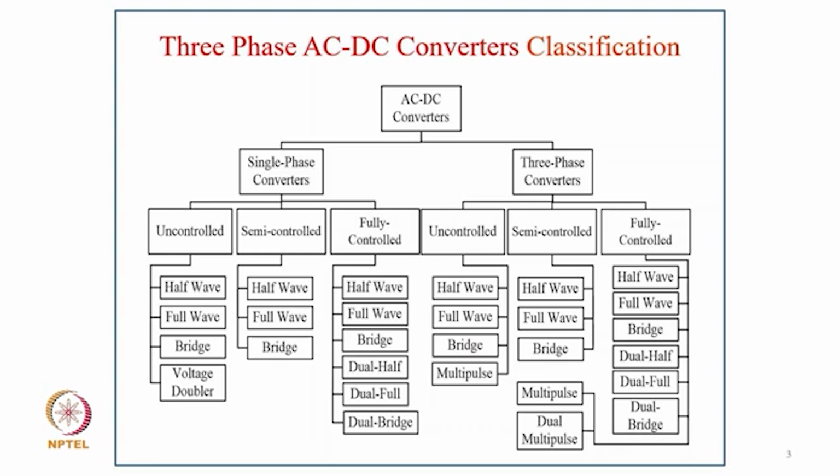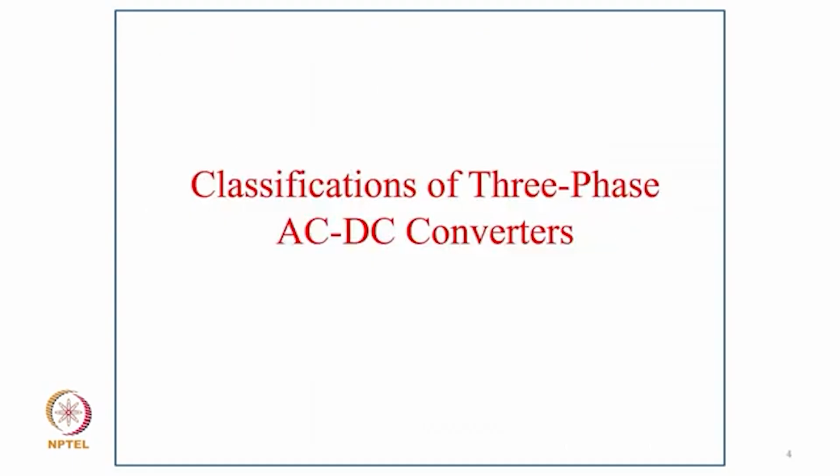We talked earlier also that we classified 3-phase AC-DC converters in three broad categories: fully controlled, semi-controlled, and uncontrolled. In uncontrolled, we have half-wave, full-wave, bridge, and multipath. In semi-controlled, we have half-wave, full-wave, bridge. And in fully controlled, we have half-wave, full-wave, bridge, dual half, dual full converter, and dual bridge converter.